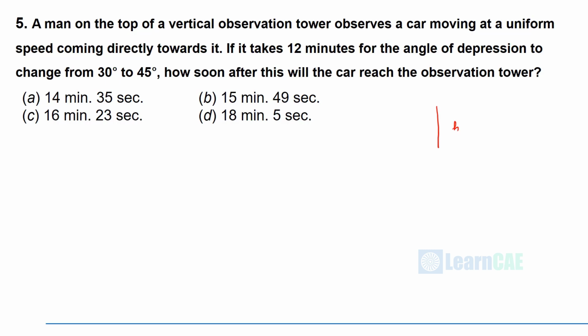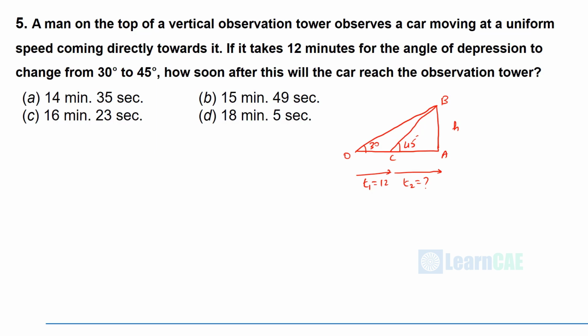This is the observation tower with height h. The car is coming initially at the angle of elevation 30 degree. Let us mark the points O, A, B. After 12 minutes, the angle of depression changes from 30 degree to 45 degree. This is 45 degree. Let us mark this as C. So from O to C it has taken 12 minutes. Let this be T1, 12 minutes. And from C to A it is T2. We have to find out this value.